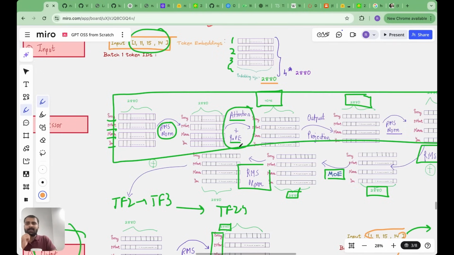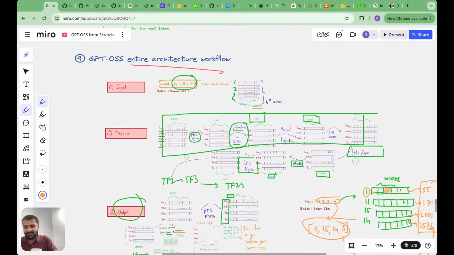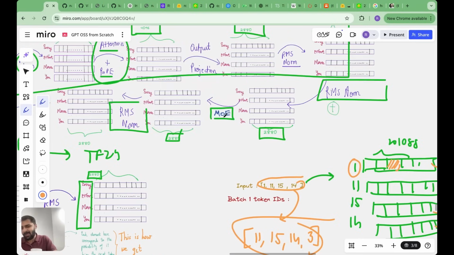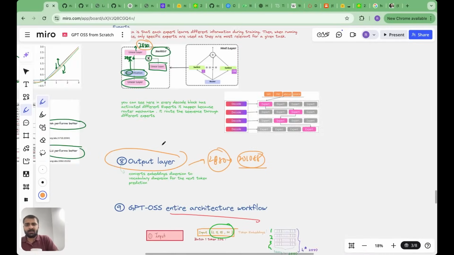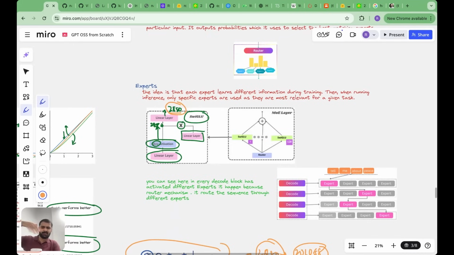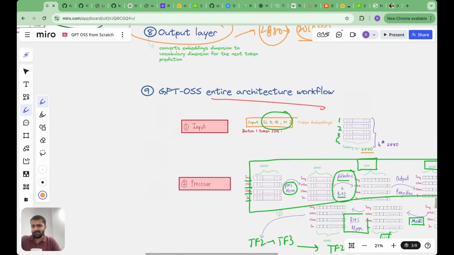What else do we have? Attention biases, we have attention sinks. Then the number of experts which are activated for each token, 4 will be activated. The output will be pulled from these 4. So each neural network output is in a 2880 dimensional space. So even if you add the output from 4 neural networks, it will still be in a 2880 dimensional space.